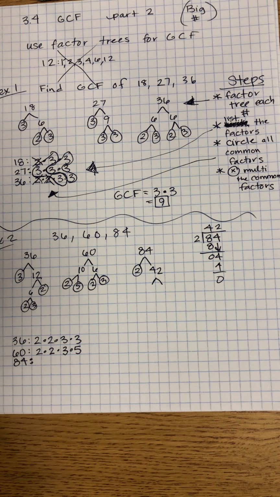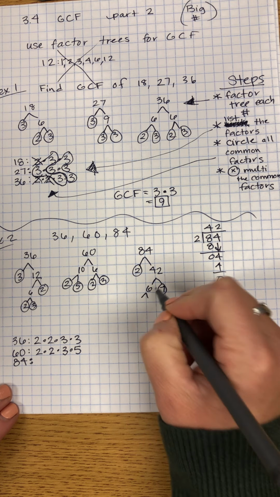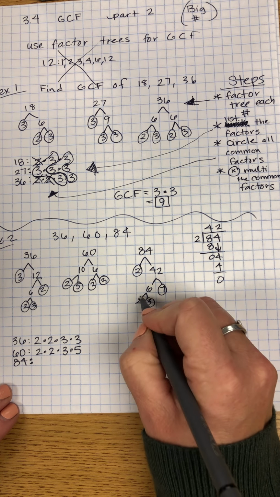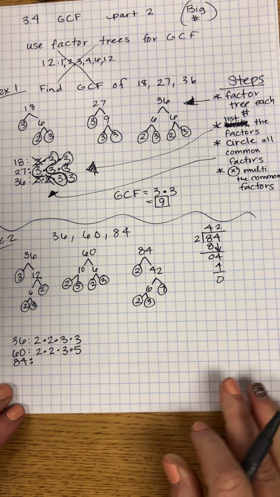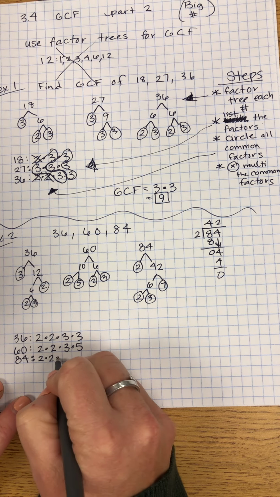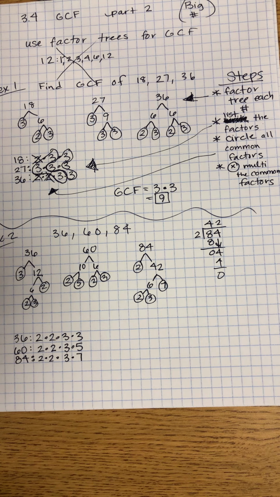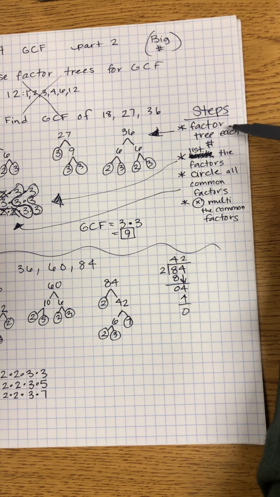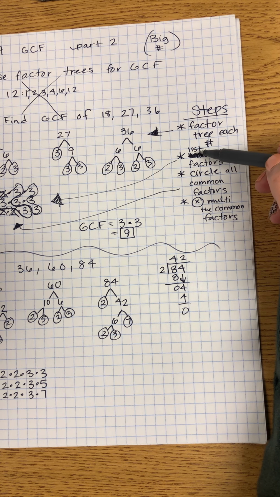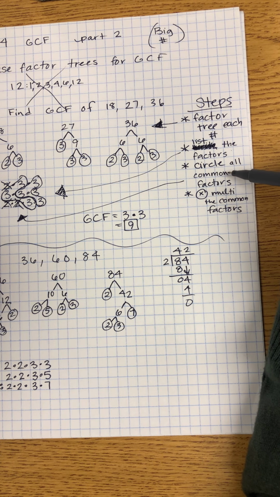What 2 numbers go into 42? Max? 6 and 7. Are either of those prime? 7 is. And for 6, we've done that several times already today, so 2 and 3. And when I list it, 2 times 2 times 3 times 7. So now I've done step 1, factor tree. I've done the second step. I listed them. Now I need to circle all the common factors.